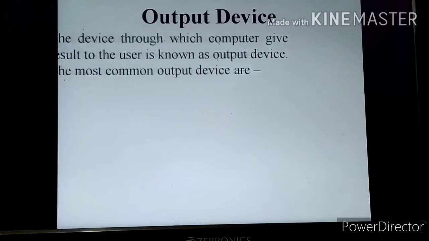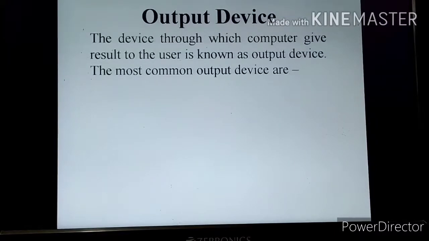Children, in the last class, I told you about input devices. In this video, I am going to tell you about output devices. What are output devices? The device through which the computer gives results to the user is known as an output device.